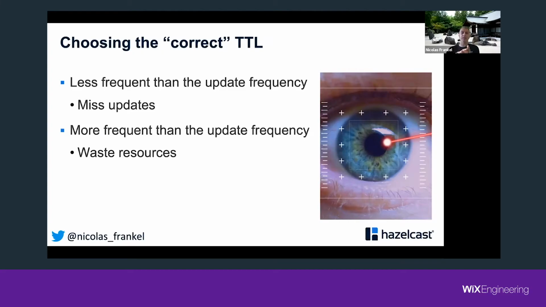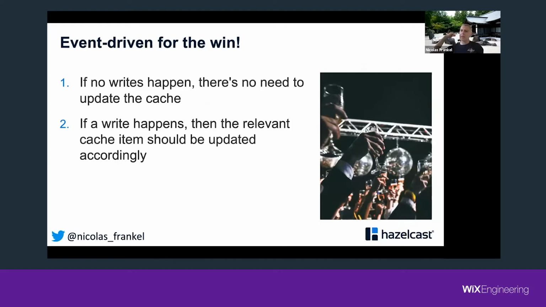But if you don't know the update frequency, then there are basically two strategies. Either you will have cache updates that are less frequent than the source of truth updates, and then you will miss updates. Or you will be more frequent, then you will be pretty sure not to miss updates, but then you will waste resources because you will ping the source of truth multiple times and nothing will have changed. So this frequent polling, frequent updates, it doesn't work.